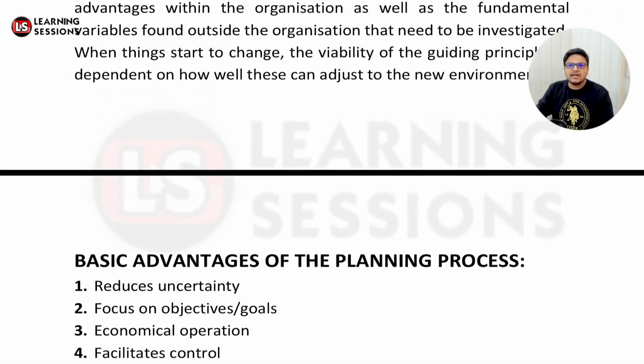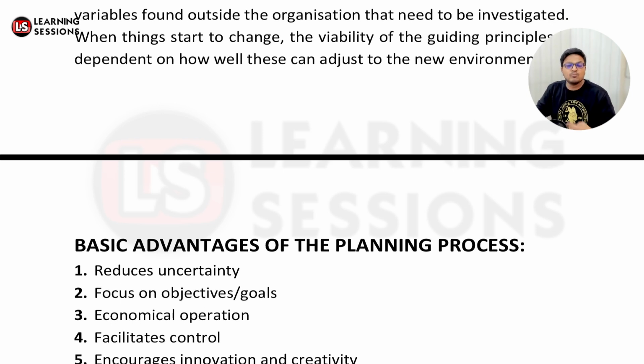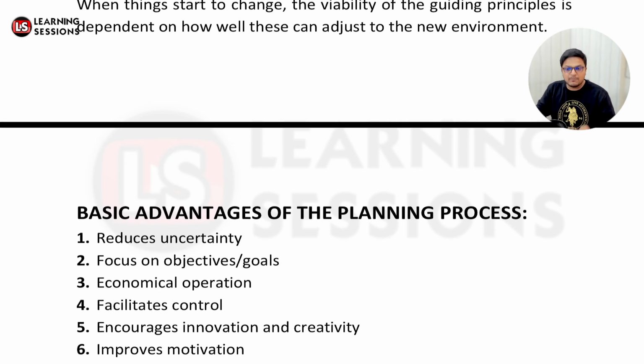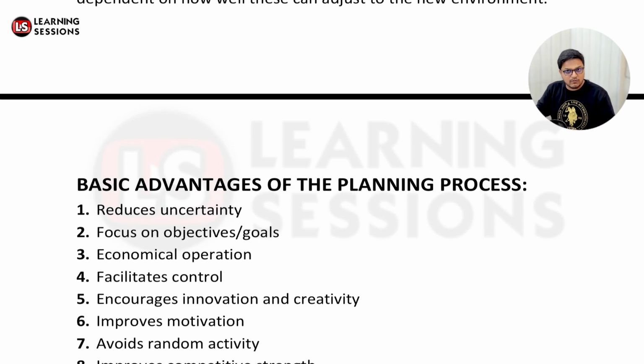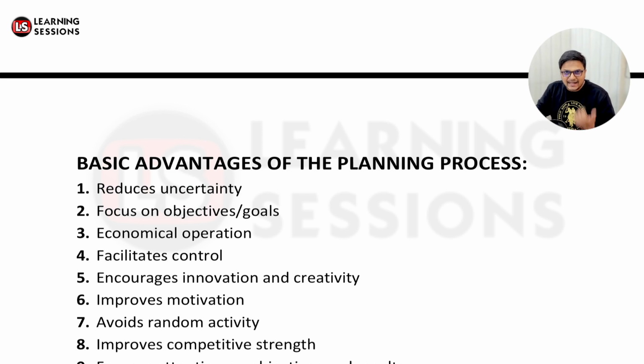Further, it's related to the basic advantages of the planning process. So what is the basic advantage? Definitely, it reduces the uncertainty. Uncertainty is not mitigated, but it is reduced, right? And moreover, you are having more focus on your objectives and your goals. It's particularly more economical to you. It facilitates control, team spirit is there, improves motivation, and encourages innovation and creativity. It avoids random activity because you have already planned the things, so you'll be performing as per the plan only, right?